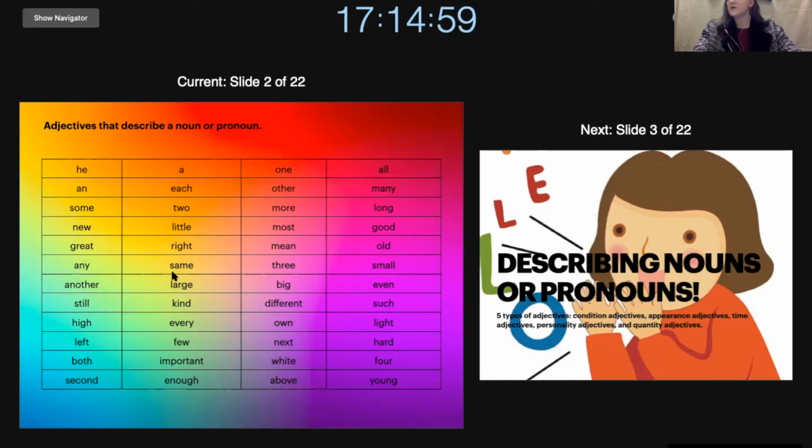Then we have same. So if I want to say same, I can use these two pens and say they are the same color. They are different types of pens, but they are the same color. And then we have three. Three refers to the amount of something. We also have small, and small means the same as little. So small can mean a person or an animal is small, or it can be a small part of something else. So if I want to eat pizza, I just want a small piece of pizza because I already had dinner.